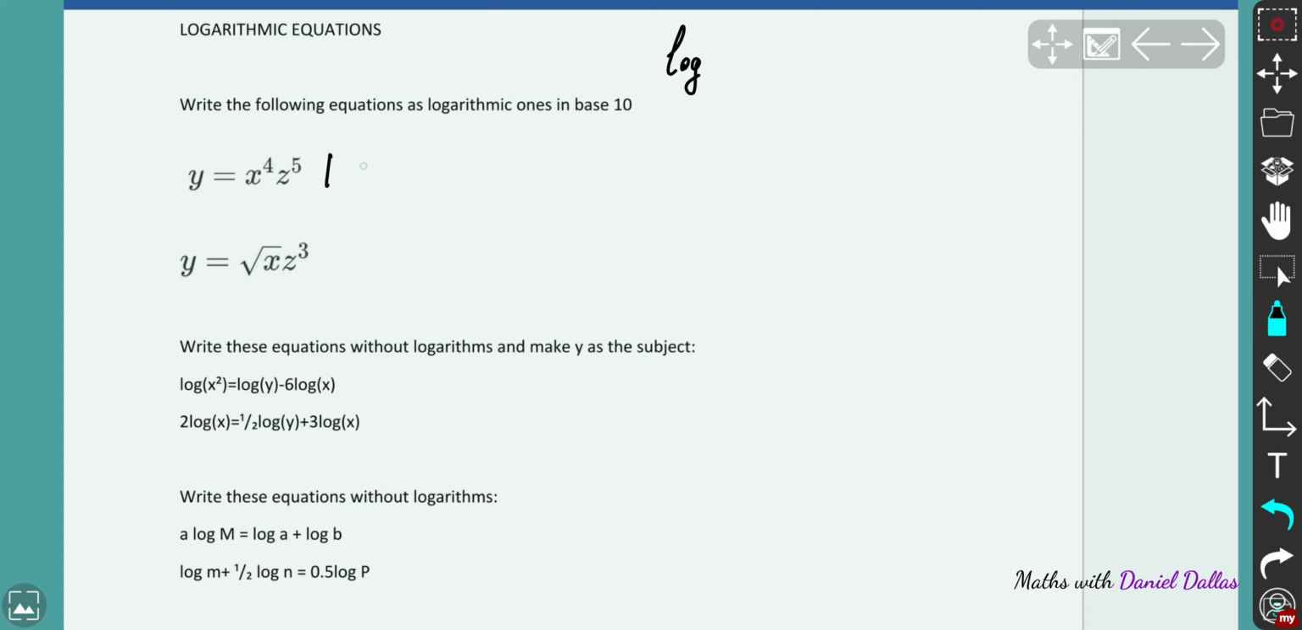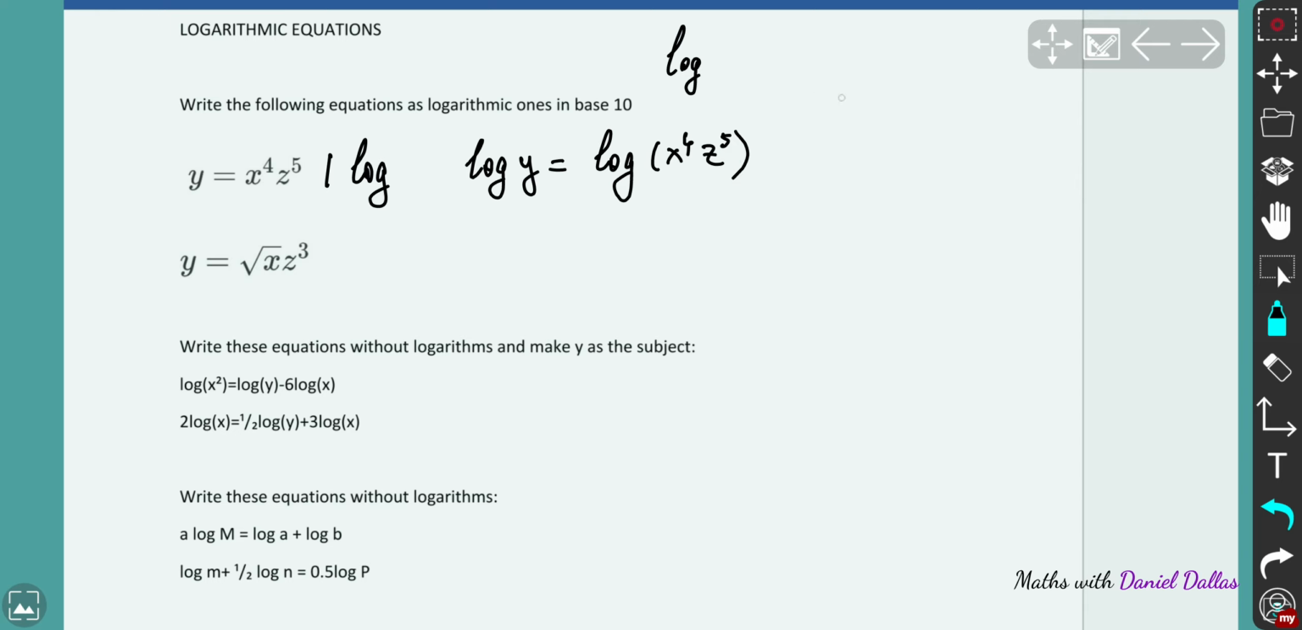Easily, we just apply log to both sides, as if you were multiplying both sides of the equation by 2, but instead of multiplying by 2, you apply log to the left hand side and right hand side, with a base of 10. So you'll get log base 10 of y, and on the right side you'll get log of x to the 4 times z to the 5.